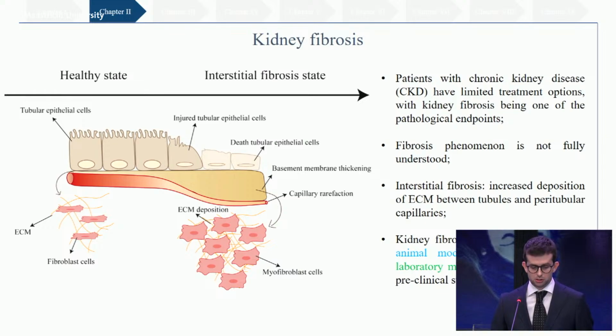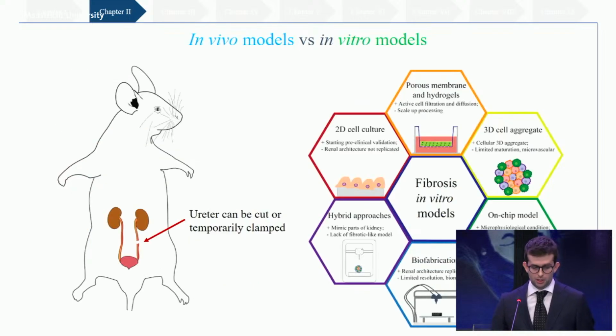In a preclinical stage, we can use two different types of models to study kidney fibrosis: animal models, which are known as in vivo models, and also laboratory models, known as in vitro. Nowadays, regarding in vivo models, the most used animal is the mouse. And according to which surgery the mouse undergoes, we can have a different type of in vivo model. For example, one of the most common ones is based on the cut of the ureter, and this induces a local fibrotic environment in one of the two kidneys. However, we mainly focused on in vitro models.